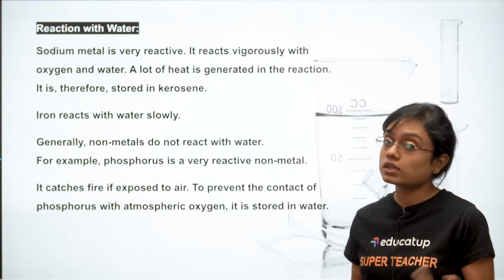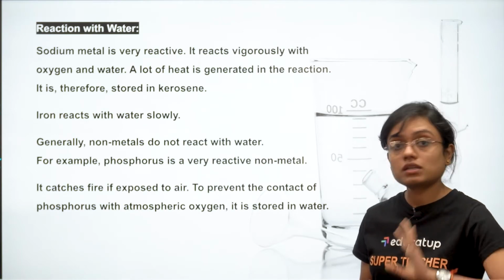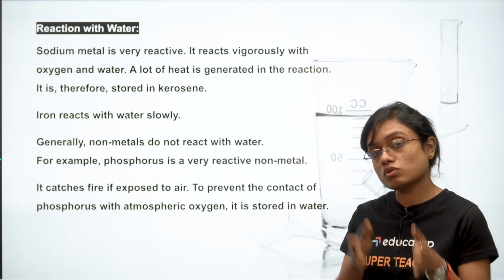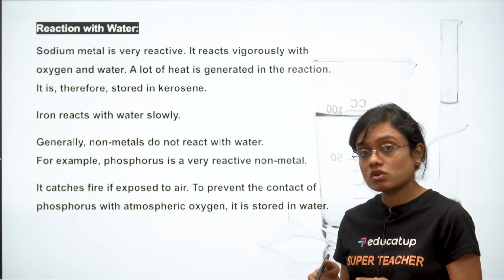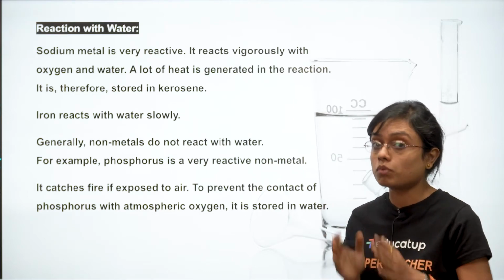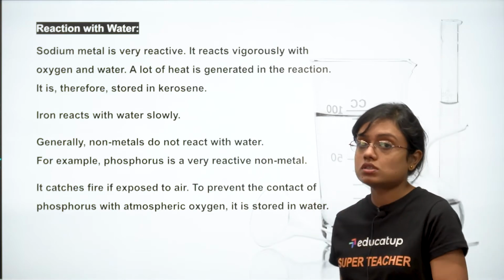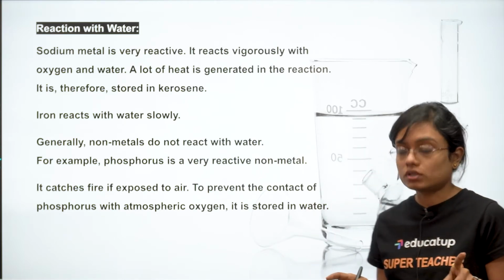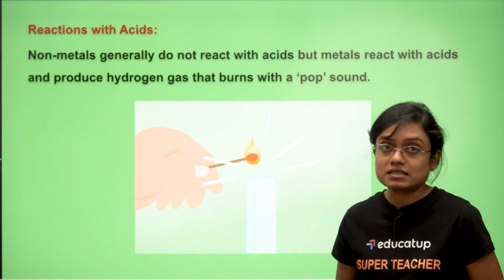So, this shows you what? Phosphorus reacts very vigorously with oxygen, but it does not react with water. और इसीलिए उसको किस में स्टोर करके रखते हैं? वाटर में. वहीं पे सोडियम को आप कैरोसिन में स्टोर करके रख रहे हैं because sodium is a metal and it reacts with oxygen and water both. But phosphorus is a non-metal and it reacts only with oxygen, not with water. Okay, let's move ahead.